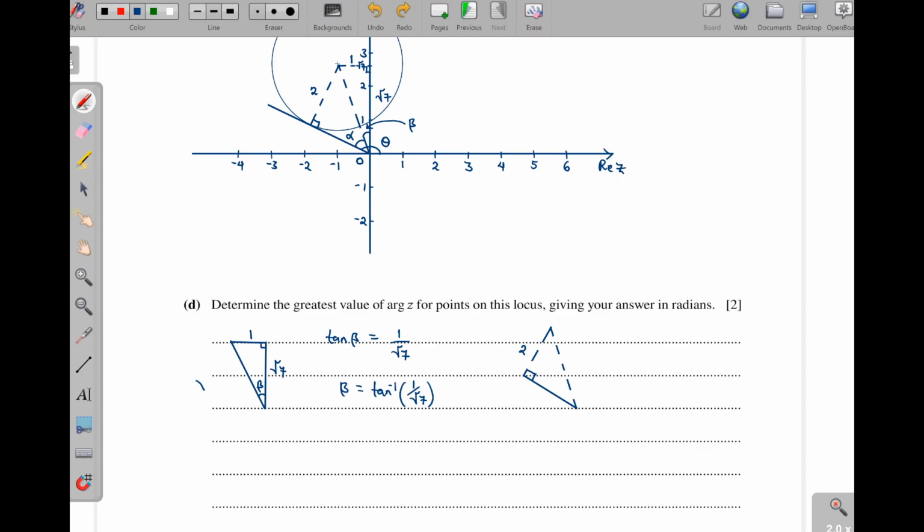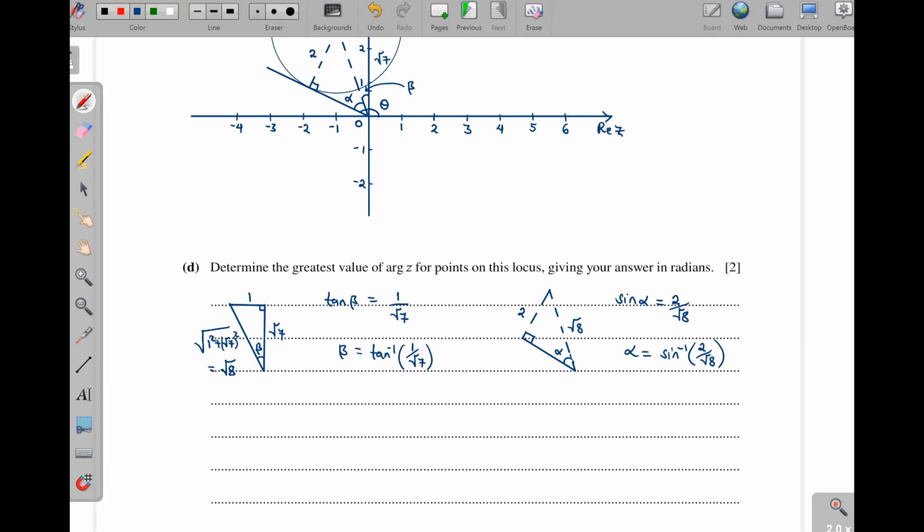So this one is going to be the square root of this one squared plus this one squared. That squared plus the root of 7 squared. So this one is giving us 8, 7 plus 1 is 8, so root of 8. That means here I have root of 8. Then I find this alpha here. Now, relative to this angle, this is the opposite, this is hypotenuse, so I can use sine. So sine of alpha shall be equal to 2 out of root of 8. So meaning alpha shall be equal to the arcsine of 2 out of root of 8.